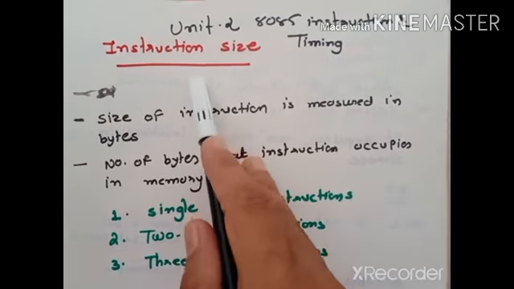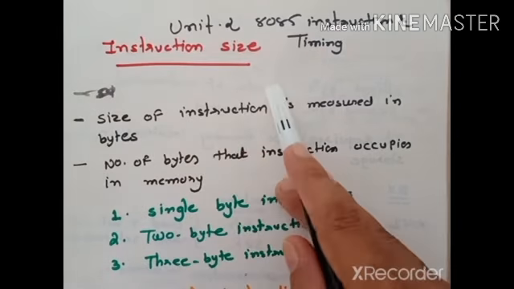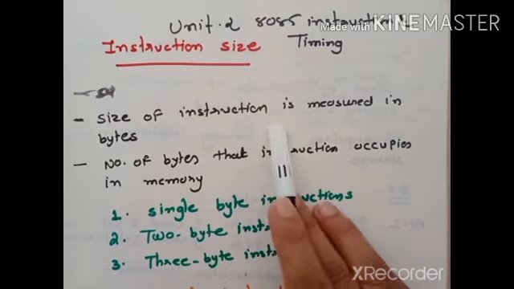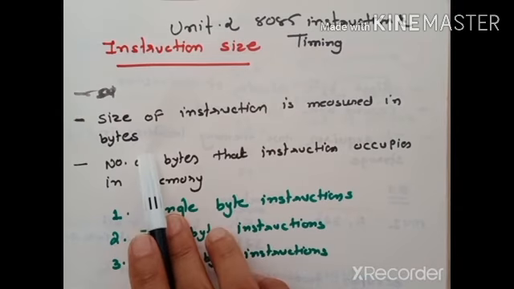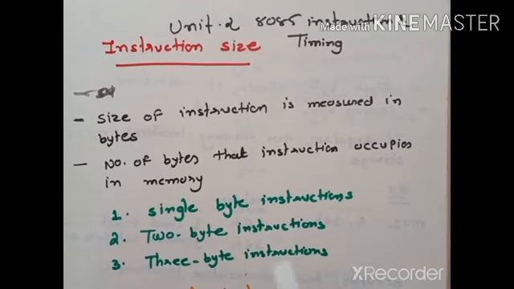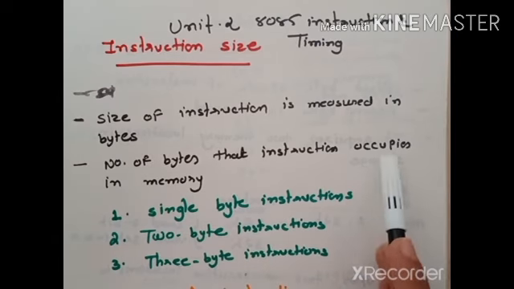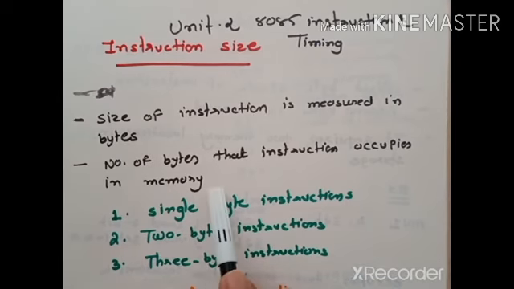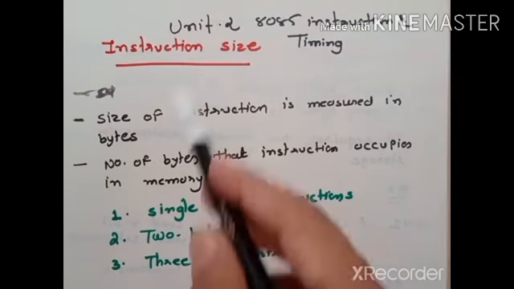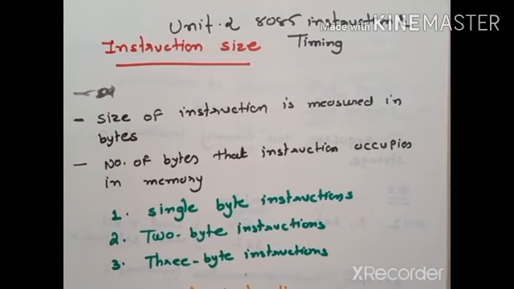So first of all, now start instruction size. The size of an instruction is measured in bytes, that means the number of bytes that the instruction occupies in memory. According to byte size, instructions are divided into three parts: first, single byte instruction; second, 2 byte instruction; and third, 3 byte instruction.